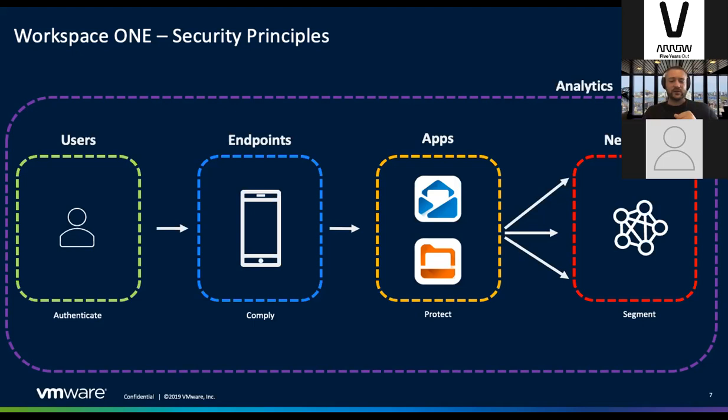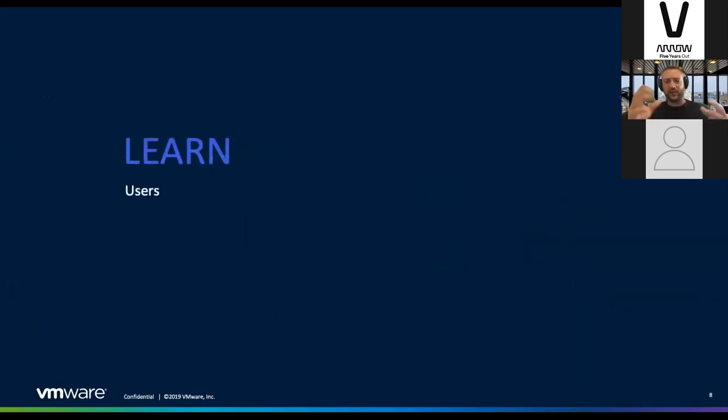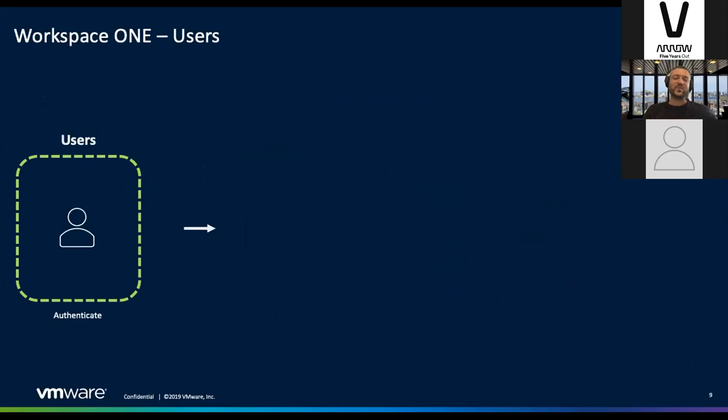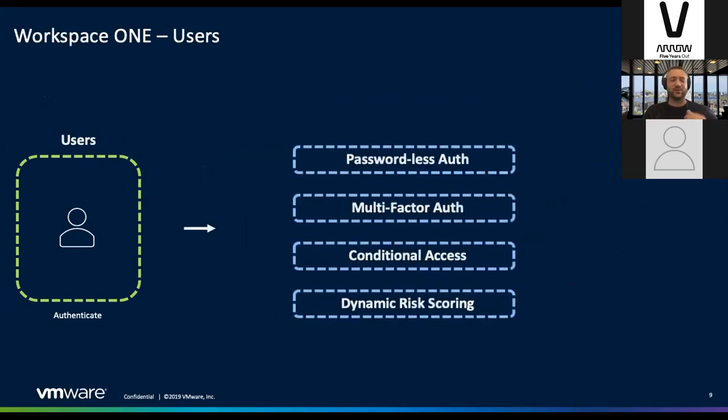So have a look at the first principle in all of this, users, and probably the most important principle. Without users, you don't really have an end user computing estate. So when it comes to users, realistically, we're talking about different forms of authentication. So potentially there's passwordless, there's multi-factor authentication, conditional access, dynamic risk scoring, which is a really easy one.